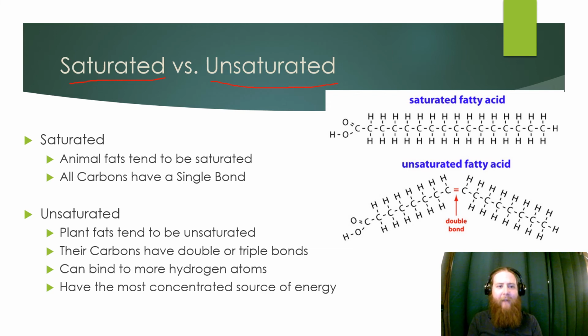Now, animal fats tend to be saturated, and what this means is that all the carbons in this saturated fat here have a single bond. Every single one of these carbons is only bonded to another carbon by one bond. In an unsaturated fat, which is really common in plants, these carbons can have double bonds or triple bonds where they are bonded to another carbon twice or three times.